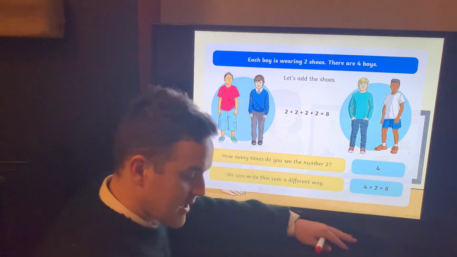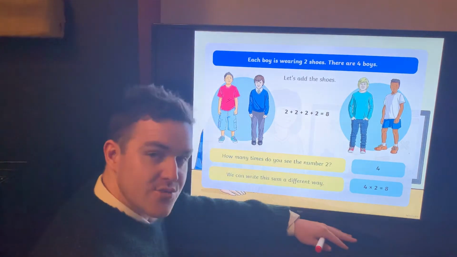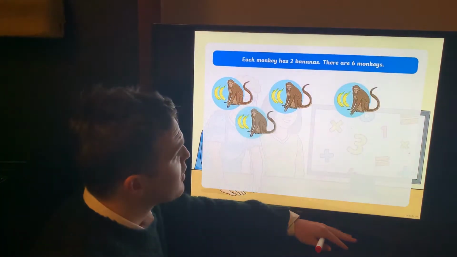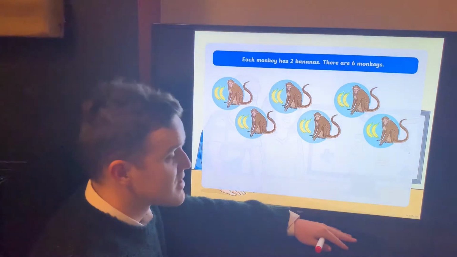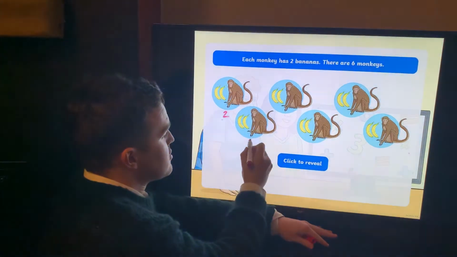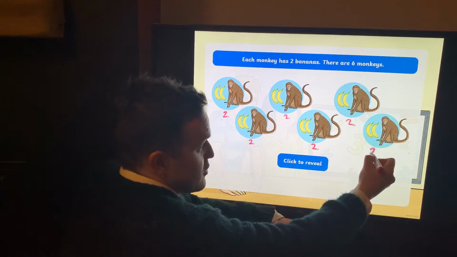Okay, let's try another one. This is tricky stuff. This is about as tricky as it gets in year one, so we really need to concentrate. Okay, next one. Now let's look at our picture. Each monkey has 2 bananas and there are 6 monkeys. So 2 for you, 2 for you, 2 for you, 2 for you, 2 for you, and 2 for you.